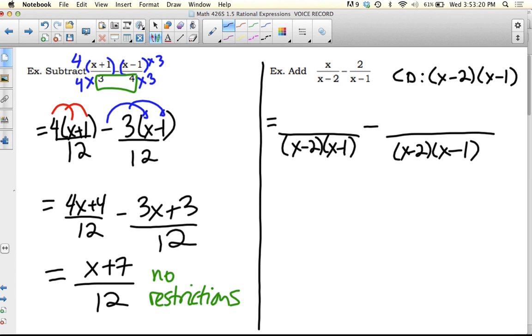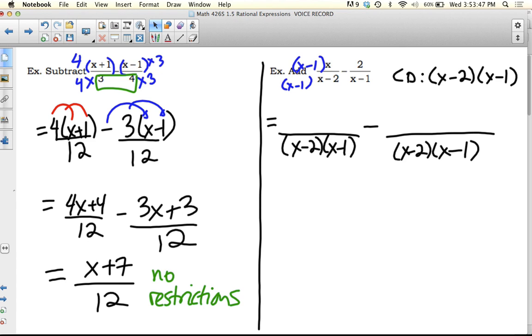So I'm going to rewrite x minus 2, x minus 1, okay, minus, same thing, x minus 2, x minus 1. Now, how did the denominator in the first fraction change? I have x minus 2 for the first fraction, and then my common denominator has an x minus 1. So I had to multiply by x minus 1. So I have to also multiply the top by x minus 1. Okay? Same thing for the other one.